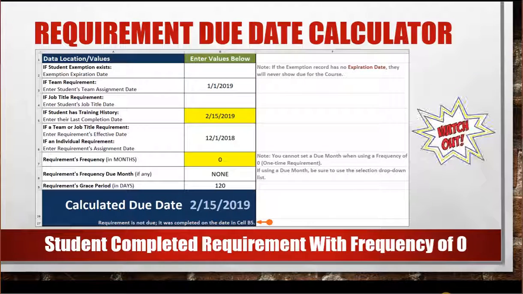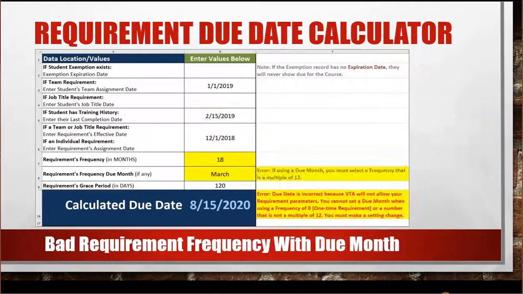The second thing to watch out for is if you enter in a completion date for the student, and the requirement is set with a frequency of 0, that means it's a one-time requirement. They have history, they don't need to do anything else, so they're not due. And you'll see a message at the bottom appear that tells you that the requirement is not due because of the value that you put into cell B5.